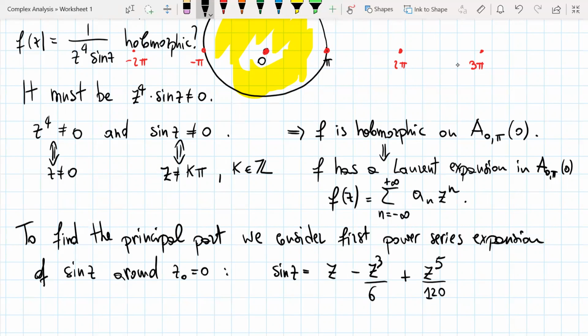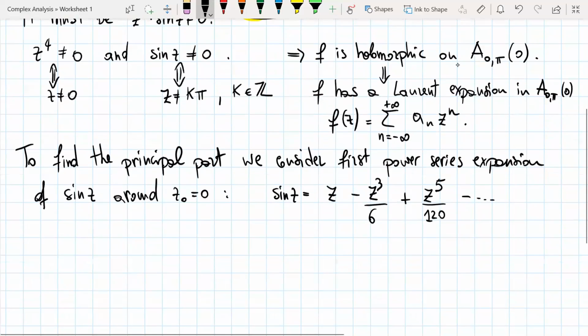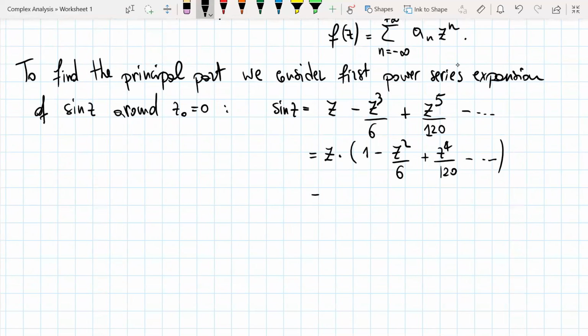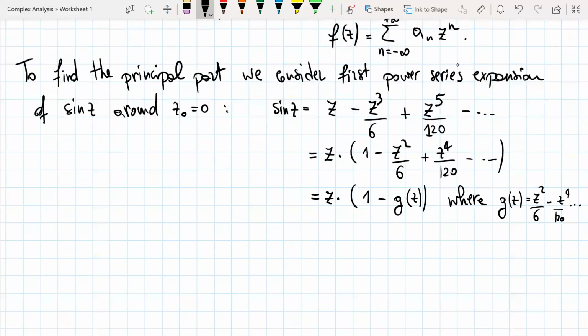And we have then other terms here. But the important thing is that now I can rewrite this as z times 1 minus z squared over 6 plus z to the 4th over 120 and so on. So basically what I have here is z times 1 minus some function, let me call this function g of z, where g of z is the function z squared over 6 minus z to the 4th over 120, and then there are some other terms missing.